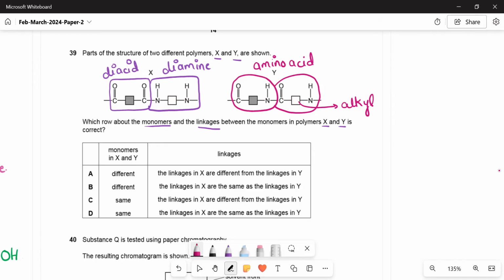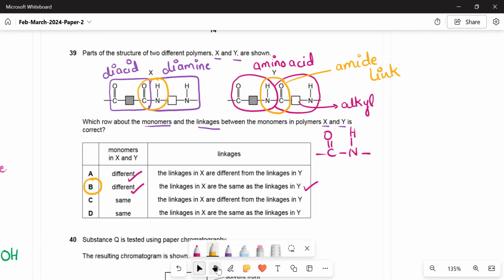So the monomers in X and Y are different, but the linkages are the same. The linkage in X is the same as the linkage in Y. They both have C double bond O N H. This linkage is present in both of them. As you can see, here we have the CONH linkage, and here also we have the NHCO linkage. This is called an amide link or amide linkage. So the answer is B.